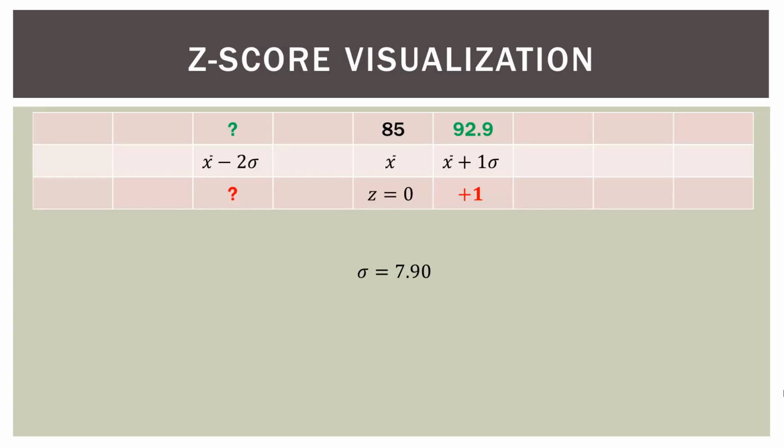Now at the top there in the green, remember, since we added a standard deviation to our mean, that number will be 85 plus 7.9, which is 92.9. Now let's go over to the left. Now we have x bar, our mean, minus 2 standard deviations. Now what will be in the red and the green?